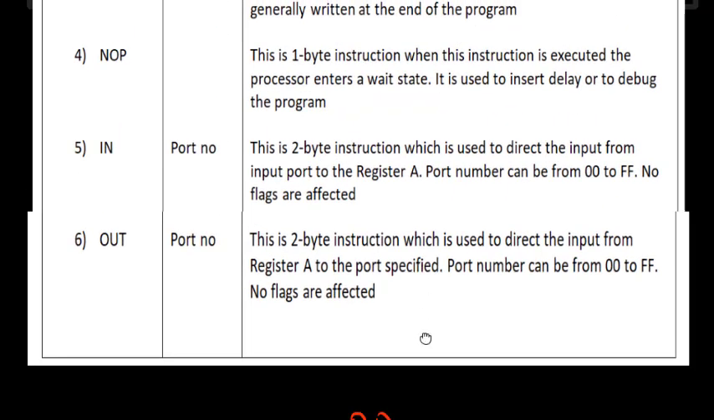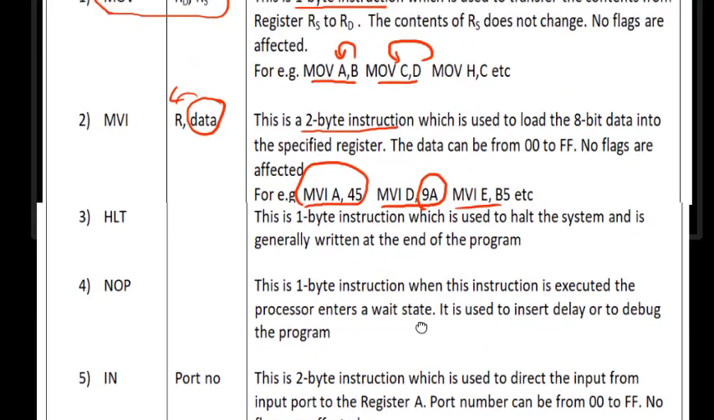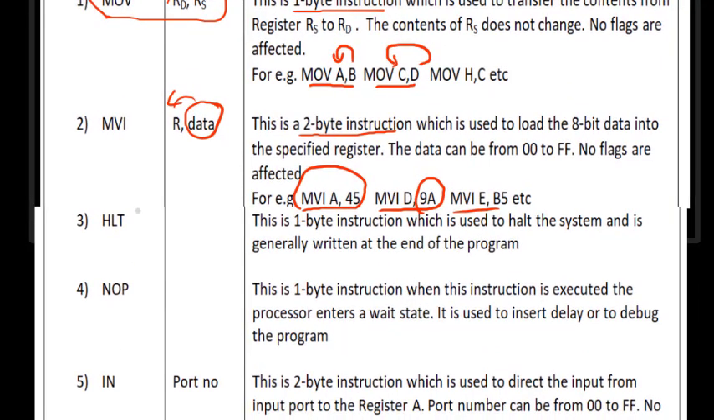Then we have the halt instruction, HLT. This is a 1 byte instruction. It is usually written at the end of the program to halt the system. Whenever the microprocessor encounters this halt instruction, it stops executing.